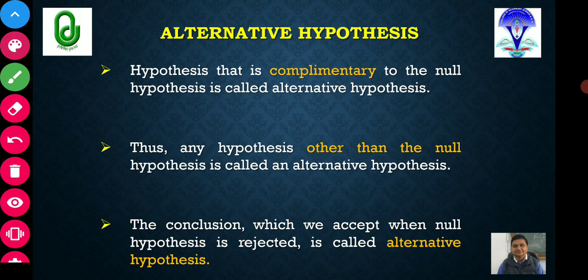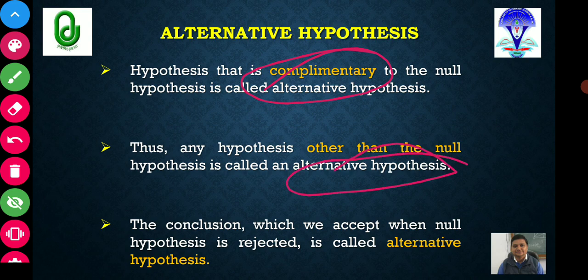Now, what is alternate hypothesis? So alternate hypothesis is complementary to the null hypothesis. That is why it is called the alternate hypothesis. Thus, any hypothesis other than null hypothesis is called an alternate hypothesis. So null hypothesis is fixed, that is no difference between sample and population, whereas any other assumptions or any other hypothesis that you are making about the population is called an alternate hypothesis.